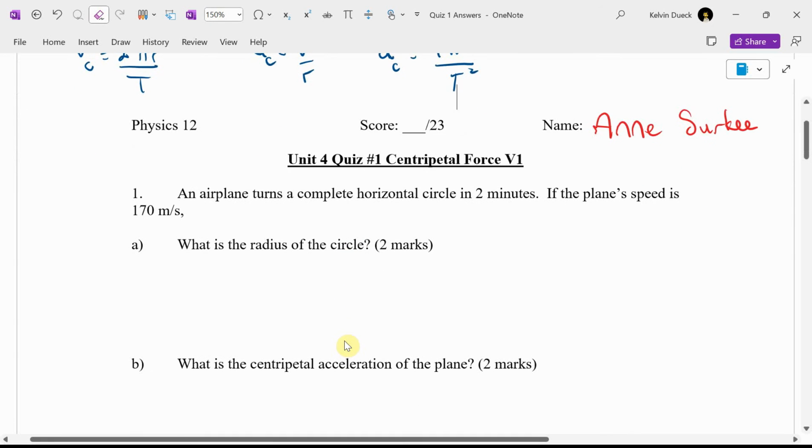An airplane turns a complete horizontal circle in 2 minutes. Well, first thing I did was, nice try, Mr. Dueck. But I also said, that's the period. That's how long it takes to go around once.